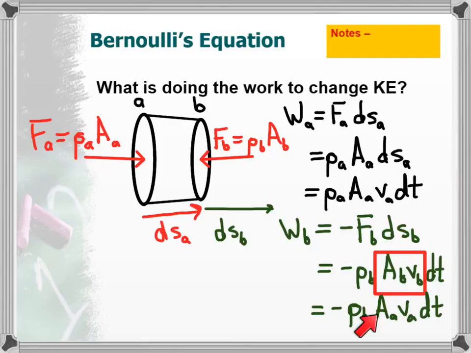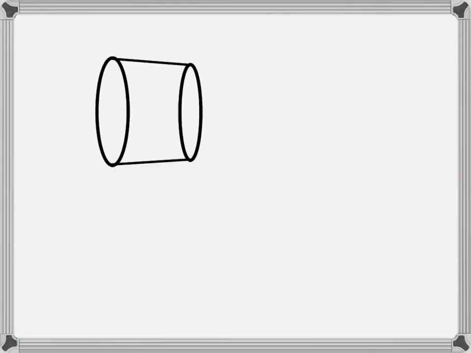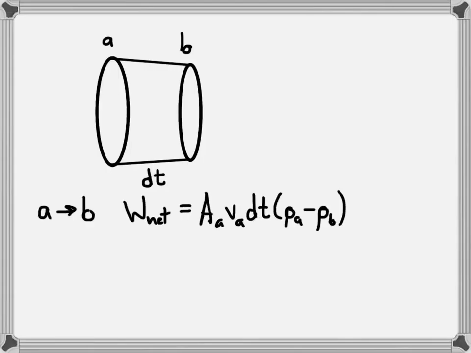Now if I add these two works, the work done by each force, I get net work equal to AA VA dt times the difference in the pressure on the two sides. Now, that is the net work done when the fluid goes from some point A to some nearby point B. So let's write that down again. You don't need to write this down on your paper, but in some time dt, the fluid in this cross-section area A is going to flow over here to point B, which is infinitesimally close to it. And the net amount of work done is that formula that I just gave to you. So as we flow from point A to point B, this is the net amount of work done.